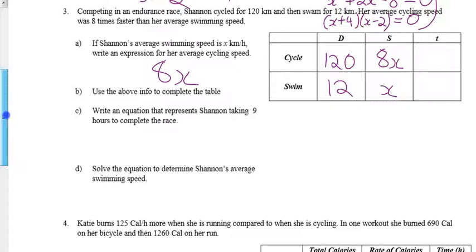Kilometers an hour, x kilometers per hour. That's the swimming speed. But how do you relate distance, speed, and time? Distance equals speed times time. I'm driving 100 kilometers an hour to Edmonton for 3 hours. I will go 3 times 100 or 300 kilometers. So distance equals speed times time. But we want time. So what's time equal to?